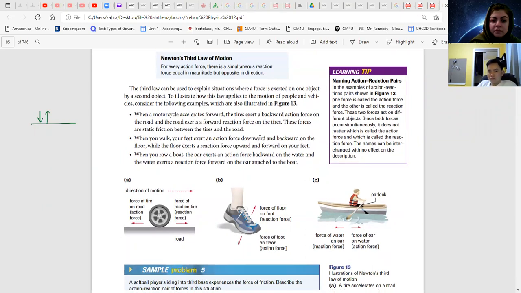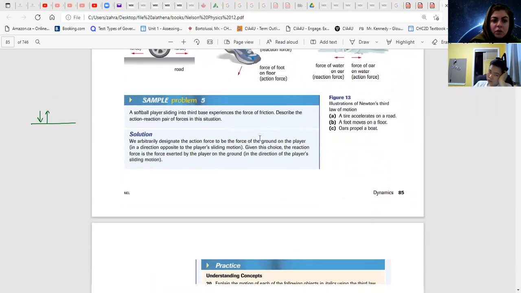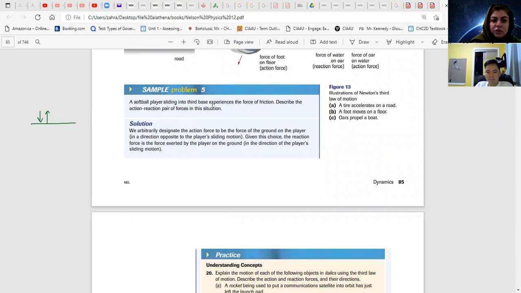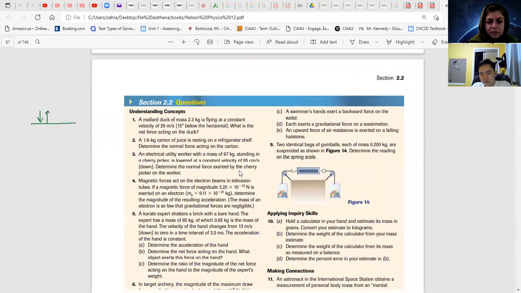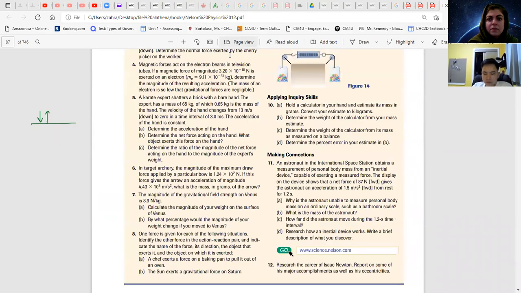Any question? Okay, so a softball player sliding into third base experiences the force of friction. Describe the action-reaction pair of forces in this situation. So it's the force of the ground. The player will push the ground back and the ground pushes the player forward. Same thing. So you don't have to do anything here. And that's it. This is 2.2.